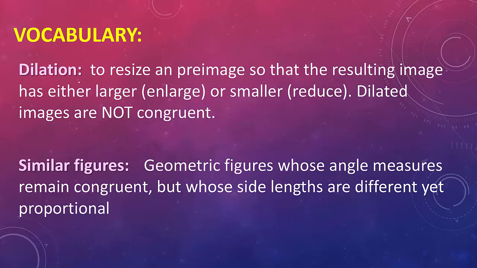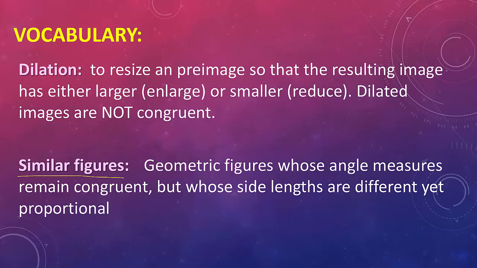You've probably heard of getting your eyes dilated if you've ever been to the eye doctor. So it's like that. Dilation is to resize a pre-image so that the resulting image is either larger, which you would say is an enlarge, or smaller, which is a reduce. Dilated images are not congruent. Their angle measures are, their side lengths are not. Dilated images are similar figures.